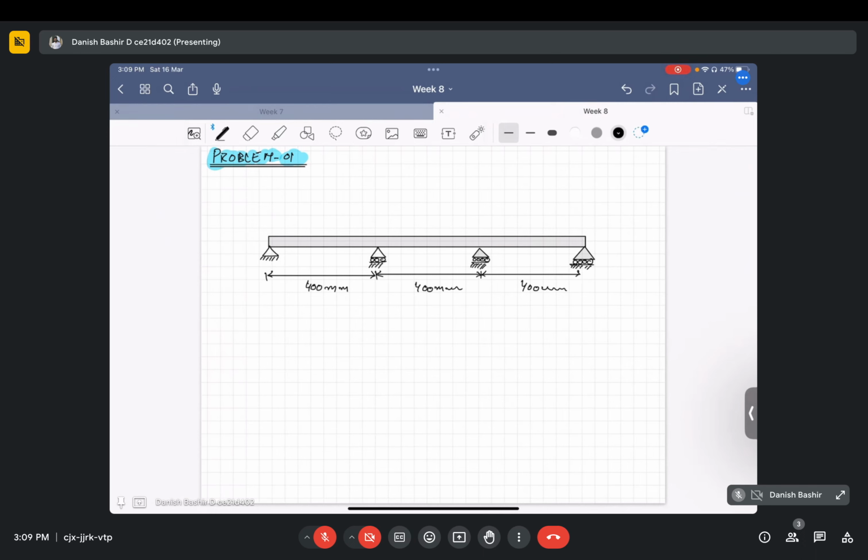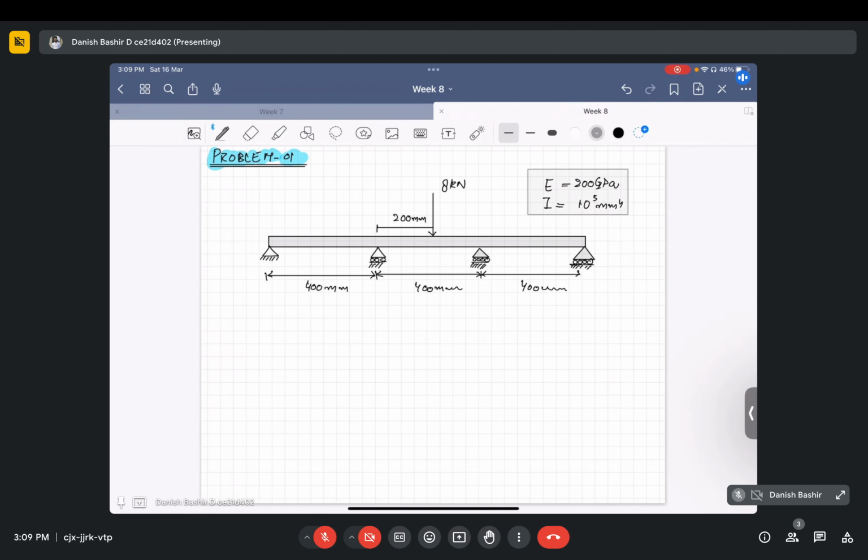A point load acts in the middle span, whose value is given as 8 kilonewton, and it acts at the middle point of the mid span. So this has to be 200 mm. Additional information that is given is that the modulus of elasticity of the beam is 200 GPa, and since it is a prismatic beam, it has a uniform cross section with a moment of inertia 10 to the power 4 mm to the power 4. This information is given to us.